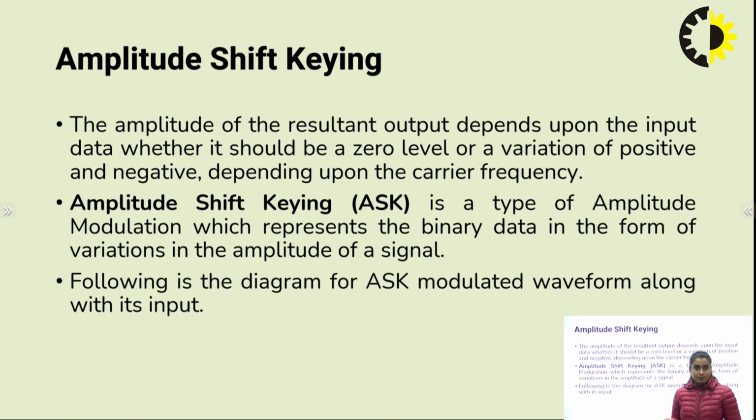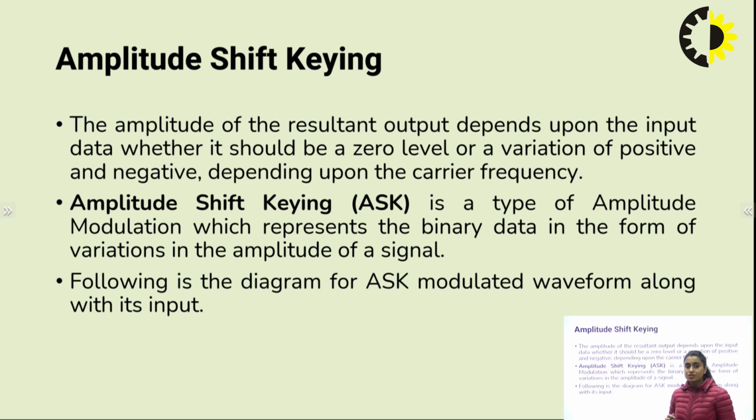About the classification of digital communication, there are three basic techniques that we talk about: amplitude shift keying, frequency shift keying, and phase shift keying, right? The first of these three is amplitude shift keying. What is amplitude shift keying? Here the amplitude of the resultant output depends on the input data, whether it should be zero level or a variation of positive and negative depending upon the carrier frequency.